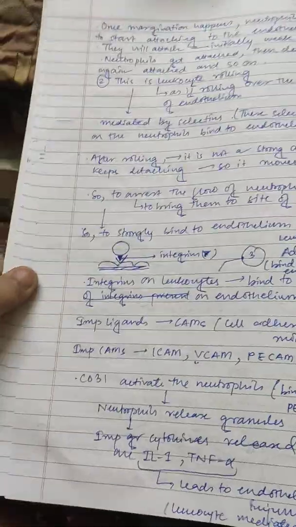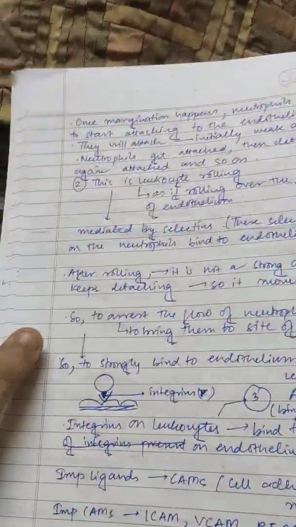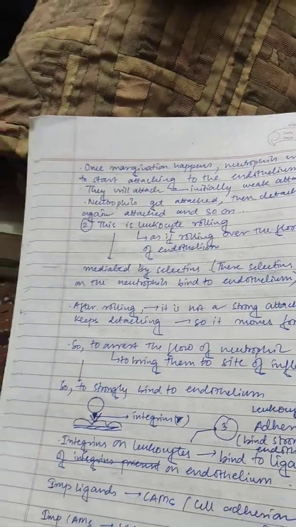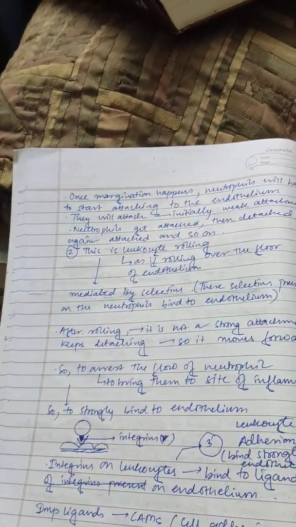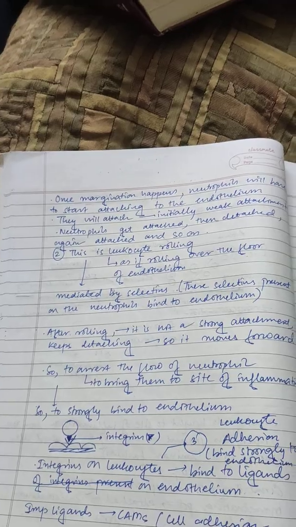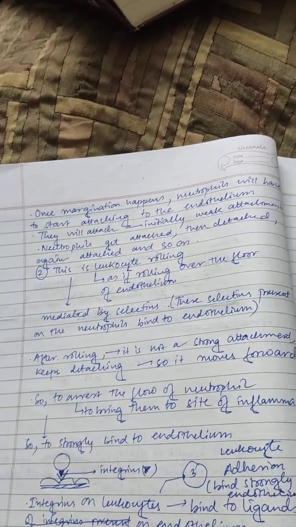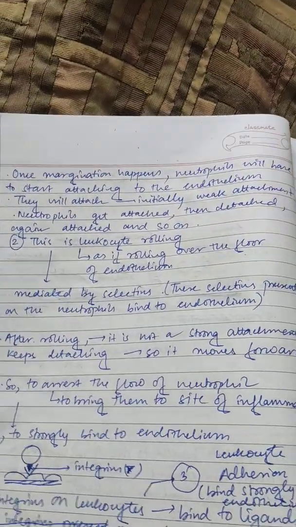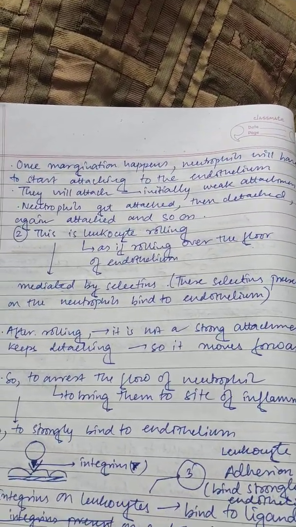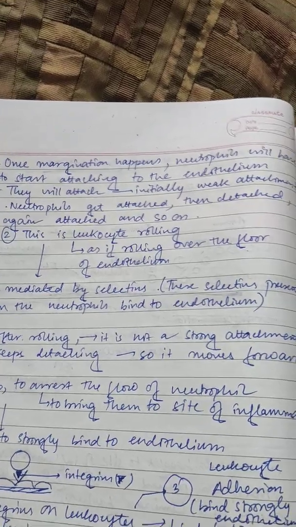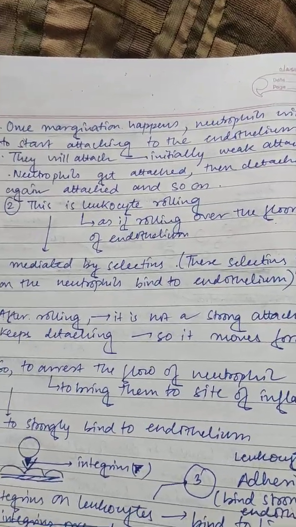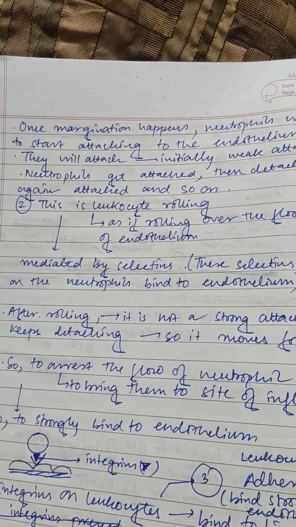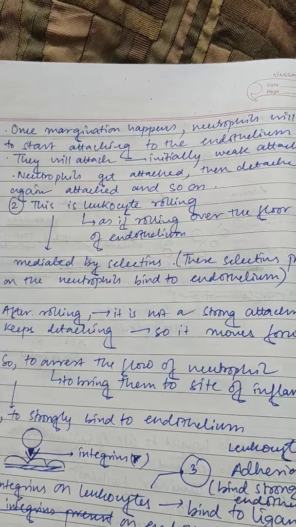And see the second now. Once margination happens, neutrophils start attaching to the endothelium gradually, but this will be a weak attachment. This attachment is not so strong. The first initial attachment is weak. Neutrophils get attached, then detached, and again get attached, and so on. This is not a strong attachment. So this will be the first step.